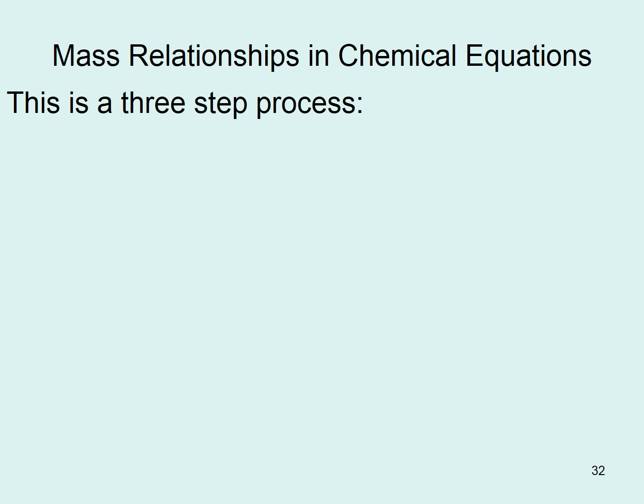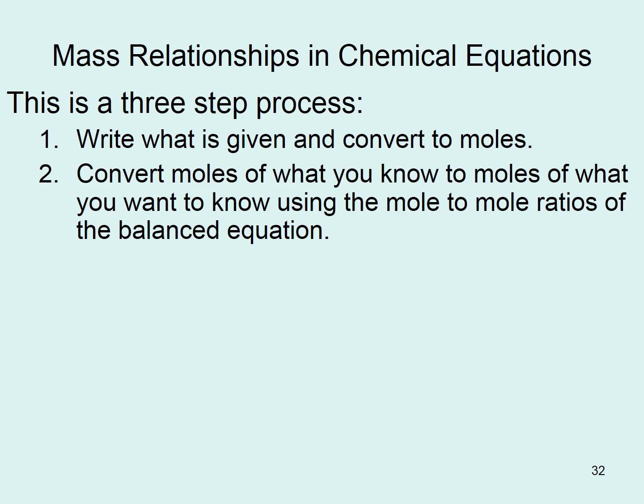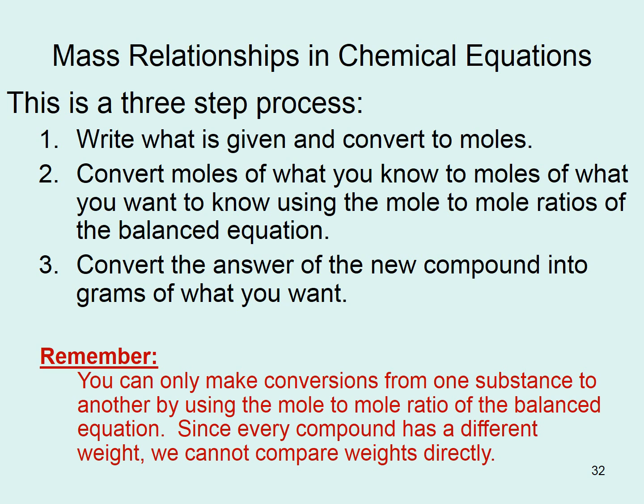So, a 3-step process. Write what you're given. If it's in grams, convert it to moles. Then convert moles of what you know to moles of what you want to know using the mole-to-mole ratios. And then finally convert the answer of your new compound into grams of that compound. The important point is that you can only make conversions from one substance to another by using the mole-to-mole ratio. So you're going to have to convert from grams to moles if you're not given moles. If you're given moles, then it's easy, but if you're given grams, you have to convert to moles. Since every compound has a different weight, you cannot compare weights directly.